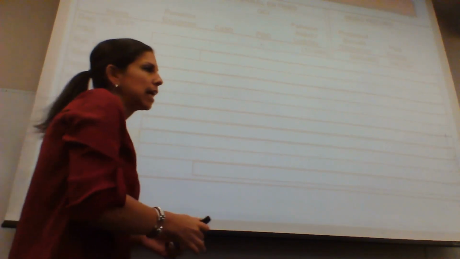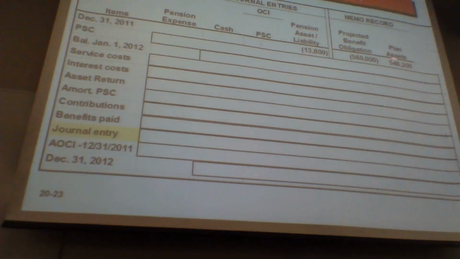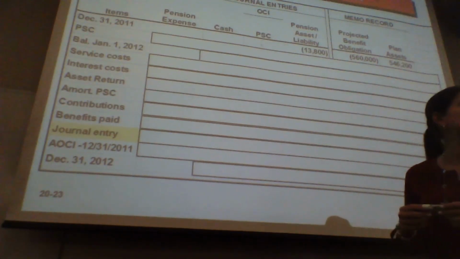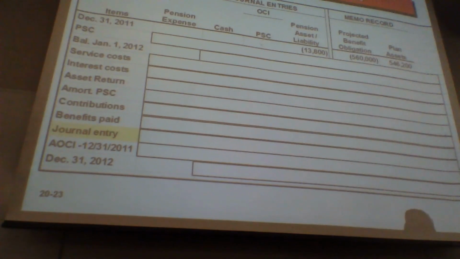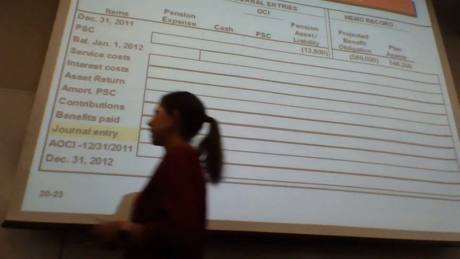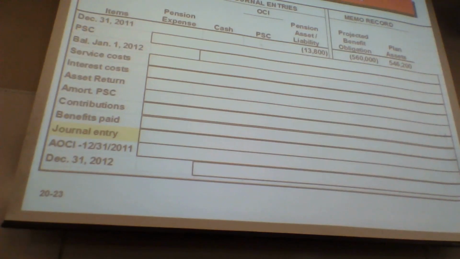So on the first line here, I know it's kind of hard to see, so I'll dim lights. I didn't want to dim them because it makes everyone sleepy. But that first line is going to show assets of 546, the obligation of 560. We net them together to get to the 13,800. Okay. So that takes care of the first three lines of given information.